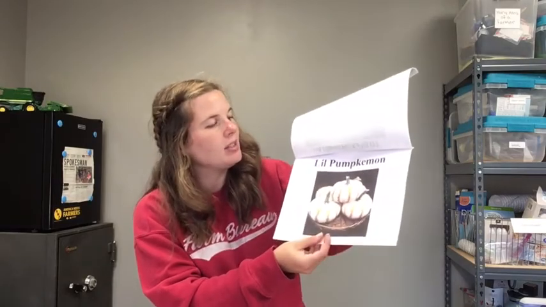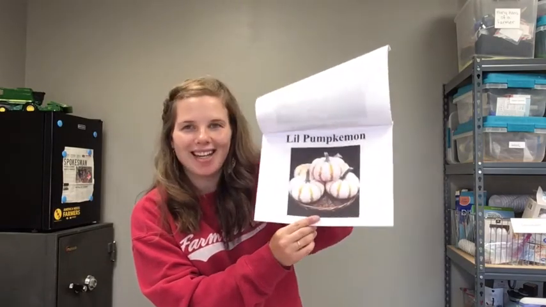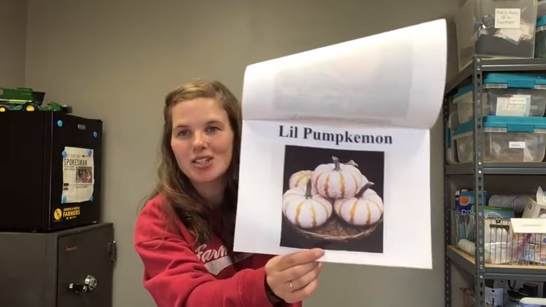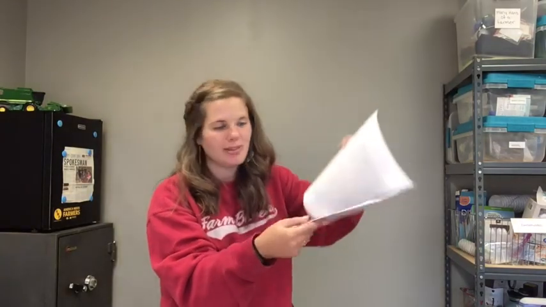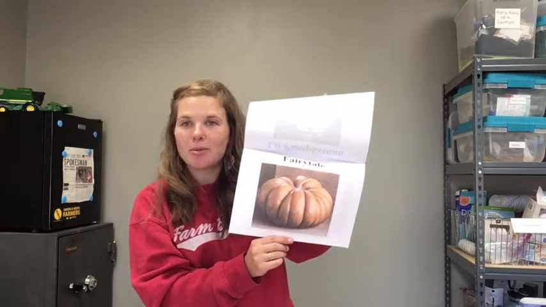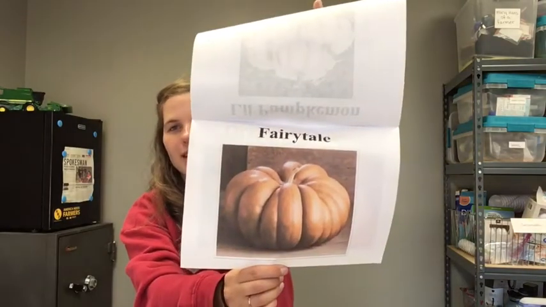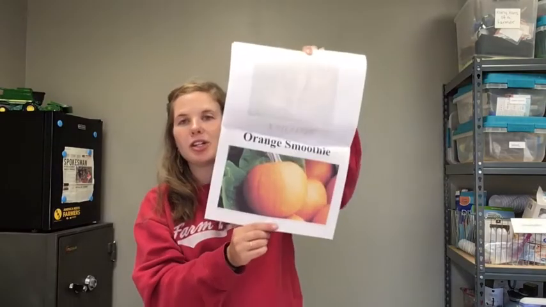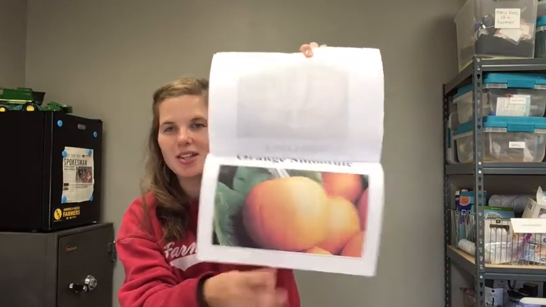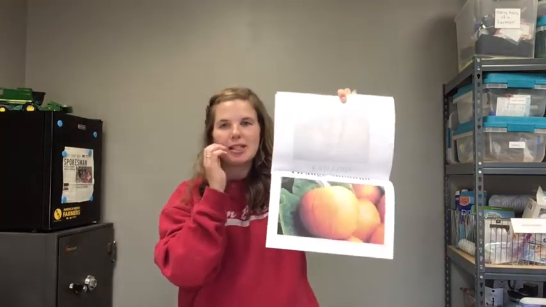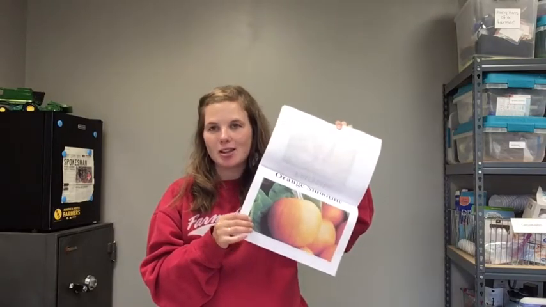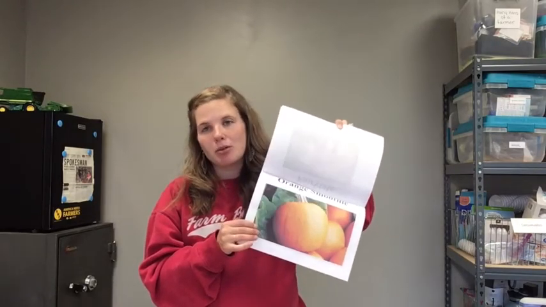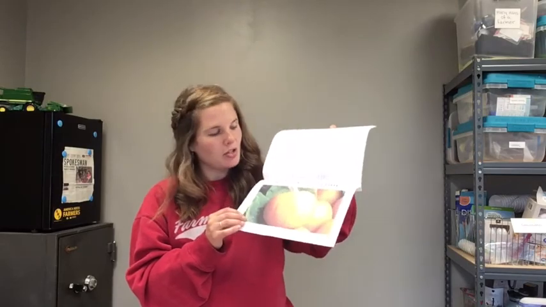We have the little Pumpkimon, and it has some stripes in it, so it's white with orange stripes. We have the fairy tale pumpkin. And then we have the orange smoothie pumpkin. So this is a small orange smoothie pumpkin. You might get this pumpkin in the grocery section of the produce area at your grocery store.